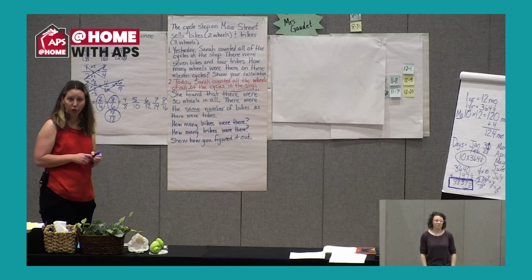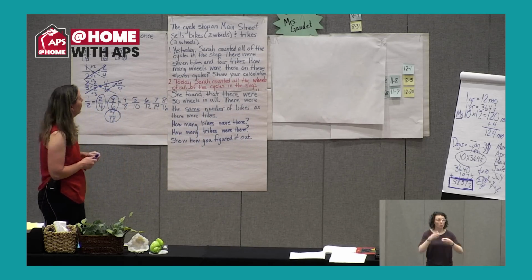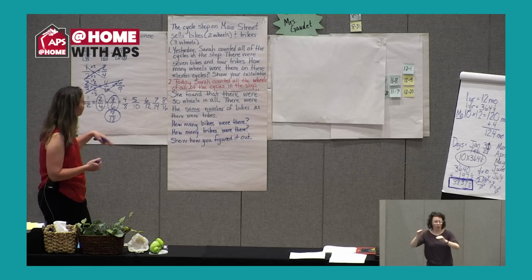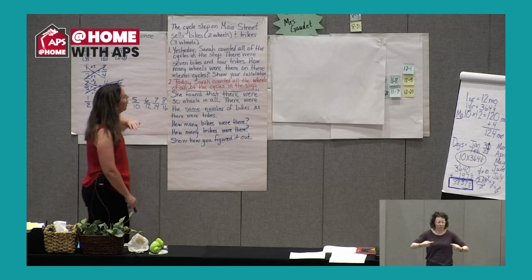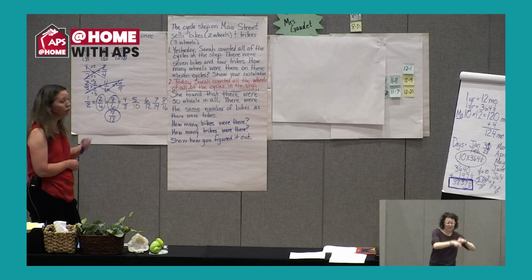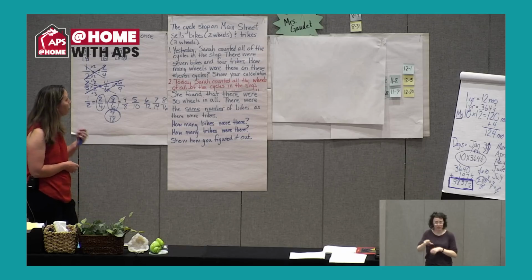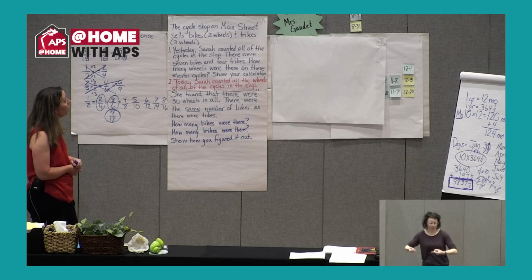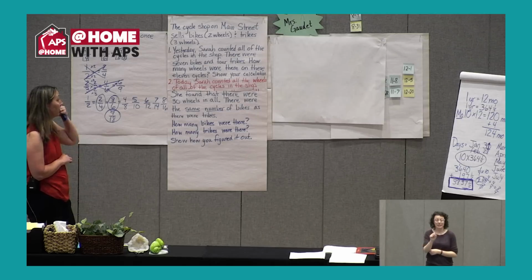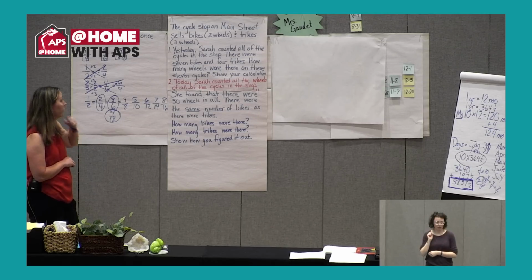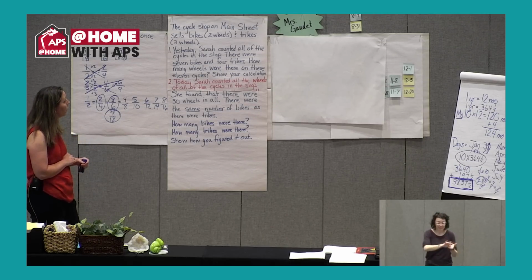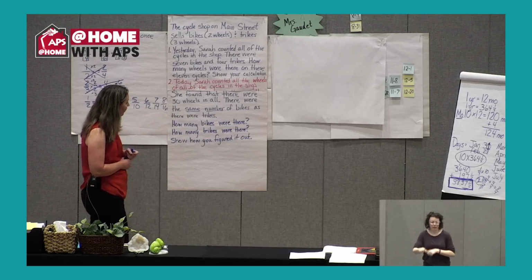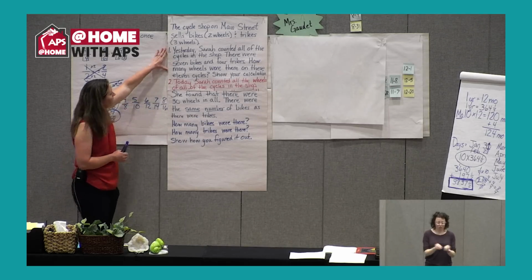We are in a wheel shop. We have multiple wheels, bikes and trikes. So it says the cycle shop on Main Street sells bikes, 2 wheels, and trikes, 3 wheels. Yesterday, Sarah counted all the cycles in the shop. There were 7 bikes and 4 trikes. How many wheels were on these 11 cycles? Show your calculations. That was the first question.